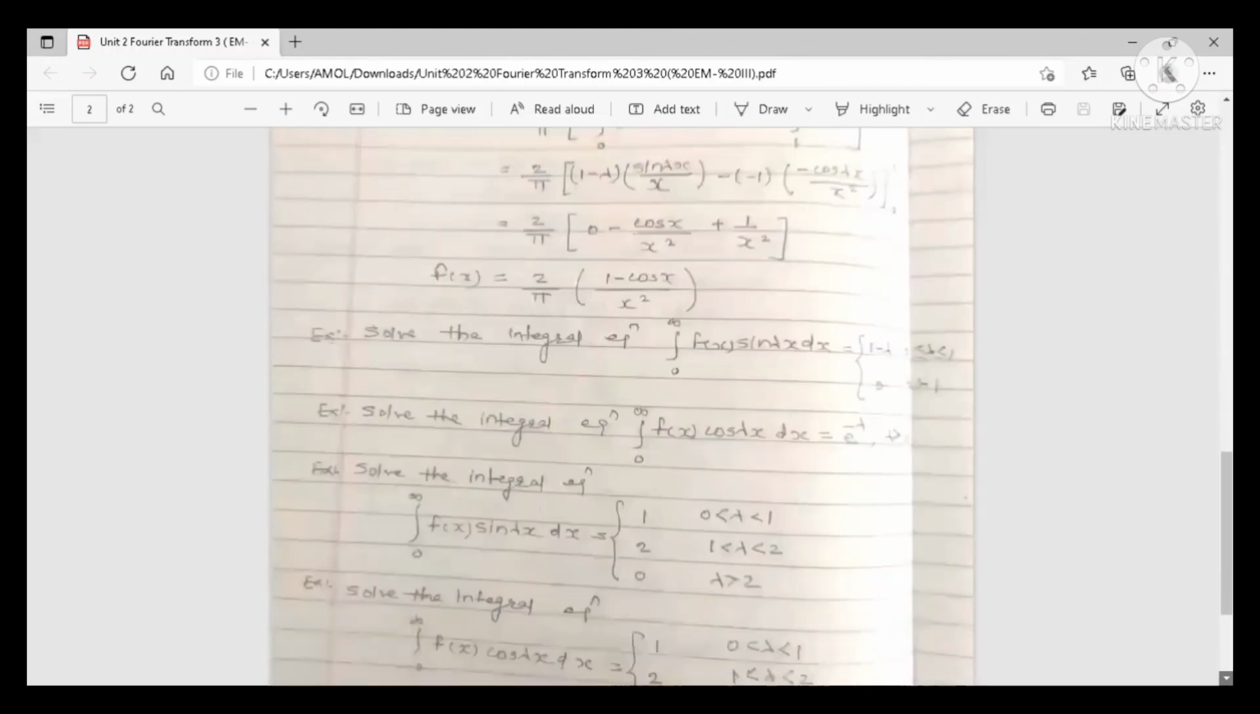Here, 4 examples are there for practice. You have to solve these examples, solve the integral equations.